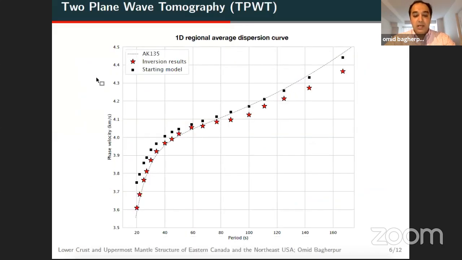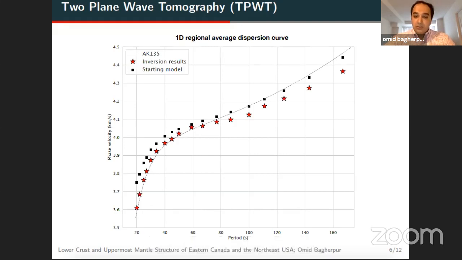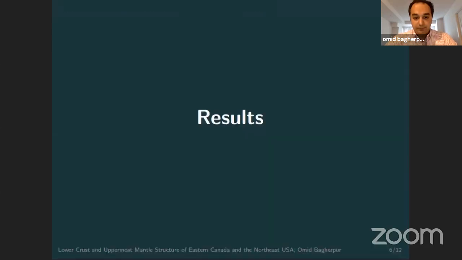So here are the results of inverting the data set for an average dispersion curve. A dispersion curve is a curve plotted in the phase velocity or group velocity versus period or frequency domain, and that represents the phase velocity variation for the entire study area. To generate the phase velocity maps at each period, we have similar curves at a grid of nodes.